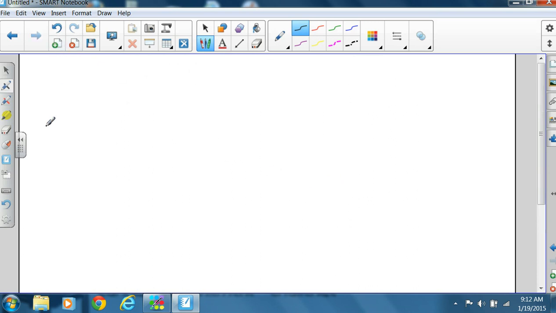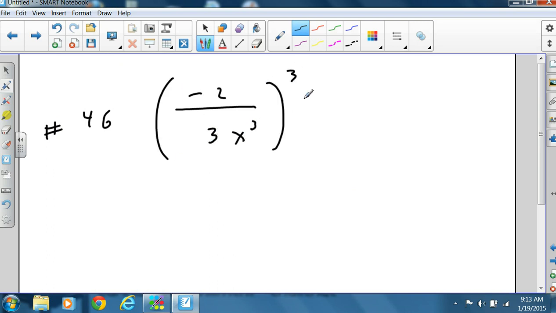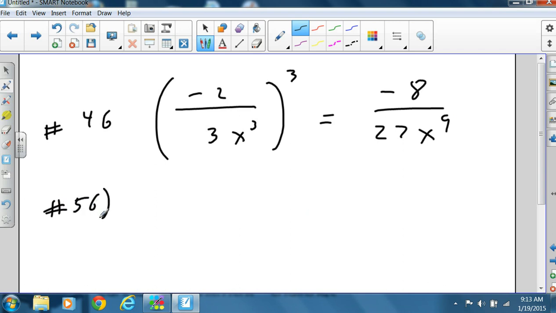And one more time, we'll try number 46. Minus 2. I know, we'll get to that one too. 3 cubed. So minus 3 cubed would be a minus 8. We have a 27x to the 9th on the bottom. All right. So the class wants me to do 56 next so they can have a longer break.